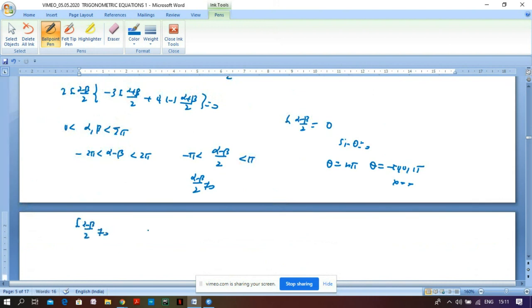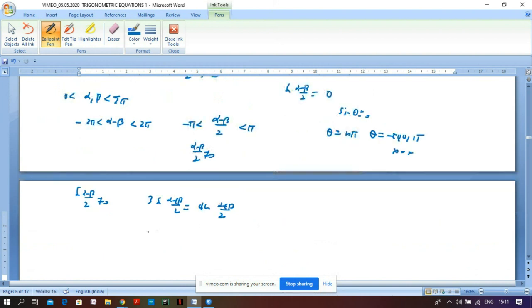And so from here you will get that 3 sine alpha plus beta by 2 is 4 cos alpha plus beta by 2. And so I can get tan of alpha plus beta over 2, and that number is tan of alpha plus beta by 2 is 4 over 3.